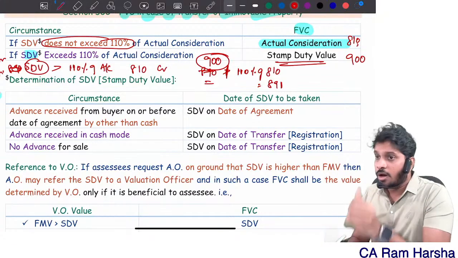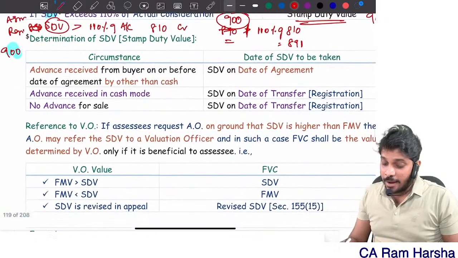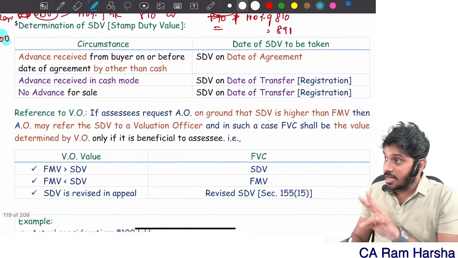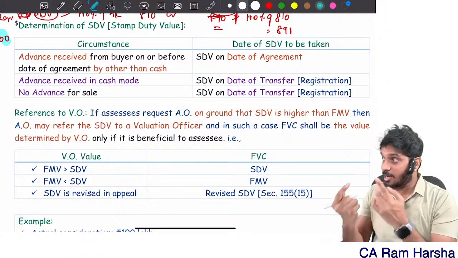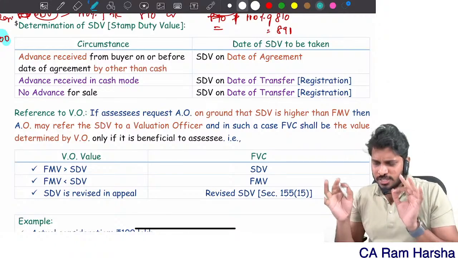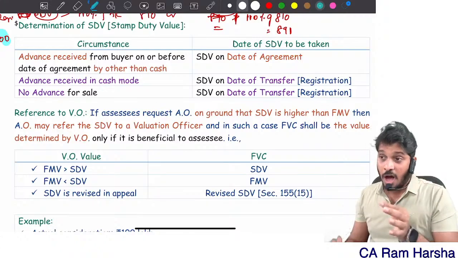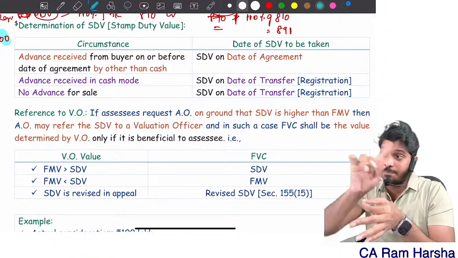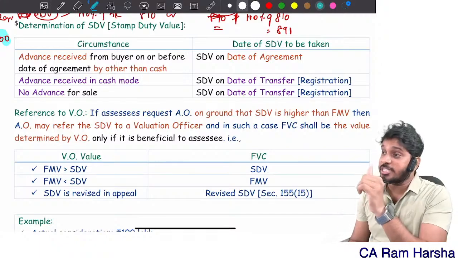I understood. Stamp duty value means what? On which date should we consider? Stamp duty value can be either date of agreement or registration. Which is applicable we should see. Suppose to sell this land and building, is there any agreement entered into by you? Yes, agreement is entered, sir. On the date of agreement or before the date of agreement, have you received advance? Yes, sir, I received. How did you receive the advance?